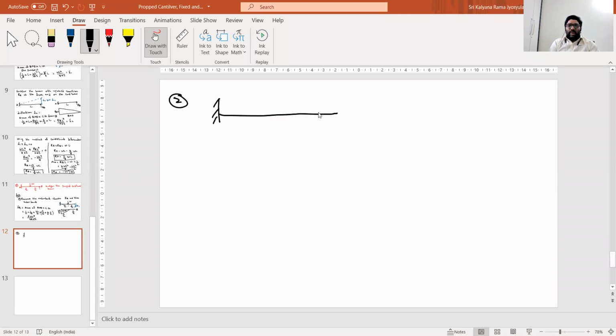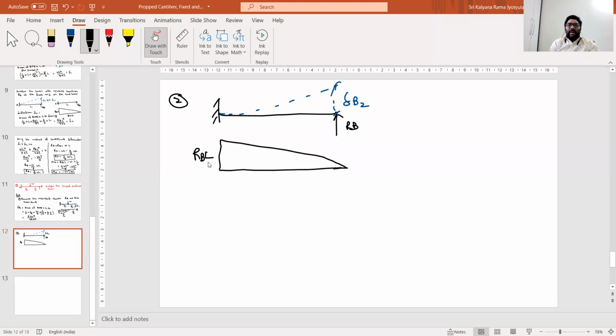Okay. Now, second step, same process. What do we need to do? Apply RB at the top and sketch the deflected shape. This is delta B2. So how to calculate that? You need to sketch the bending moment diagram. You can consider it as positive or negative. This is RB into L, this is L, the bending moment diagram.